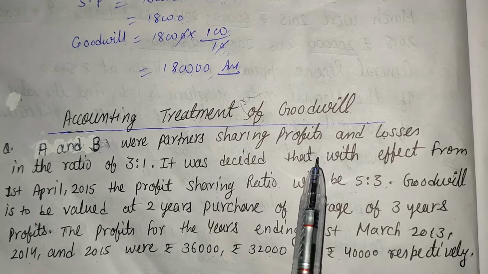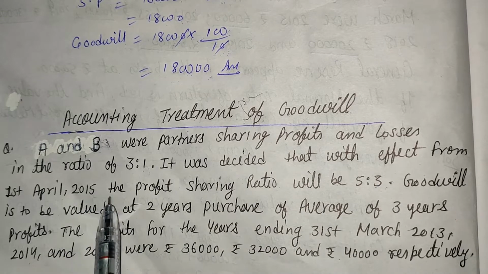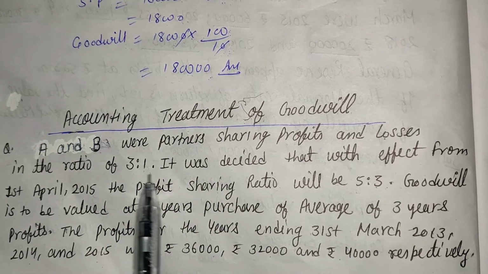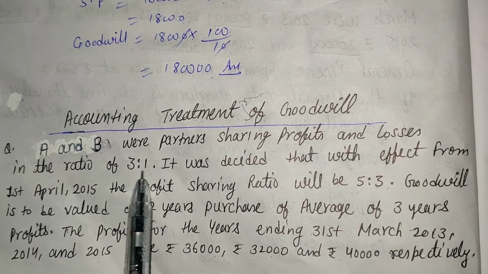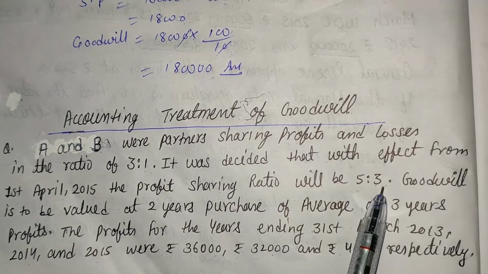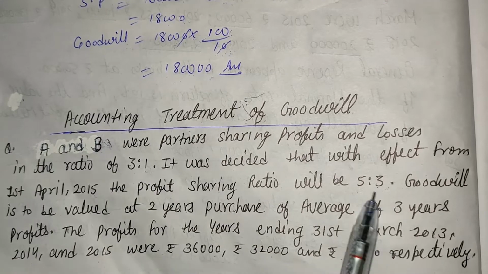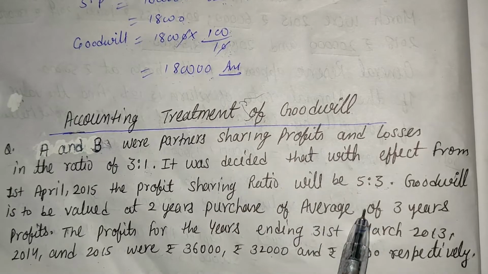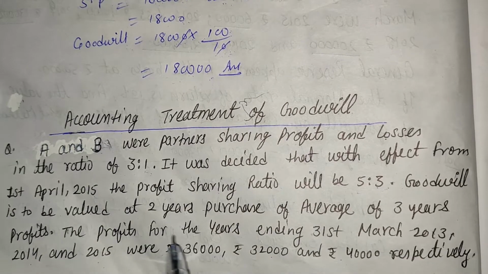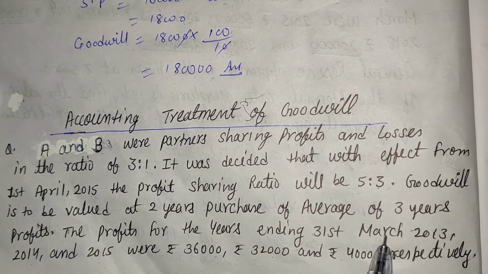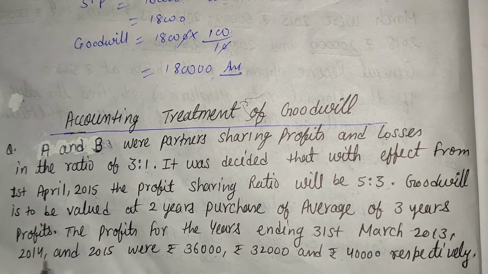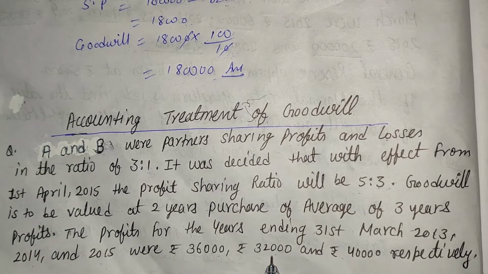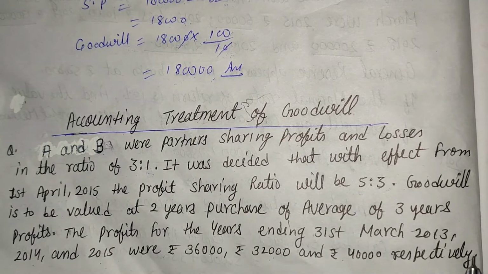It was decided that with effect from 1st April 2015, the profit sharing ratio will be 5:3. Here two ratios are given. The first ratio is 3:1 and the second ratio is 5:3. So that is the old ratio and that is the new ratio. Goodwill is valued at 2 years purchase of average of 3 years profit. The profits for the years ending 31st March 2013, 14 and 15 were rupees 36,000, 32,000 and rupees 40,000 respectively.